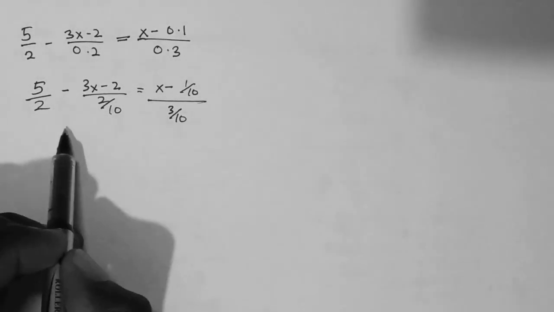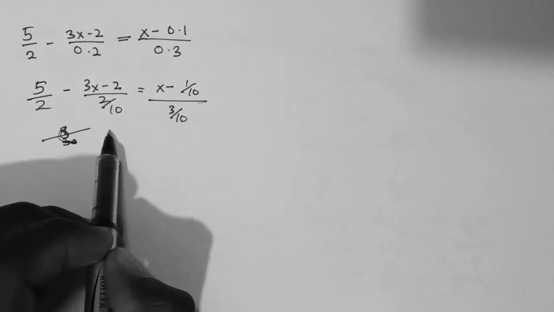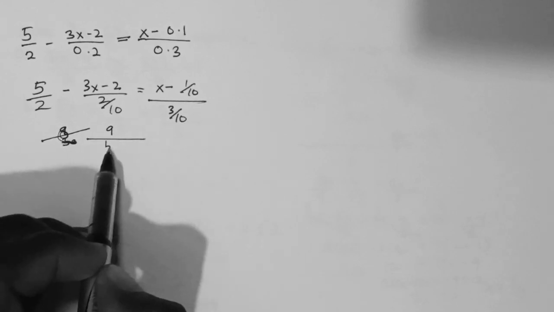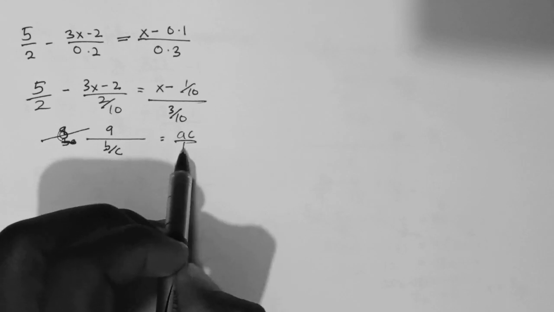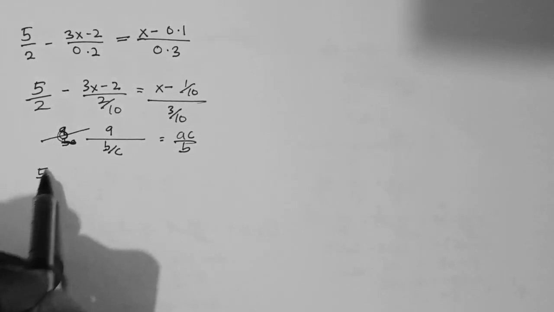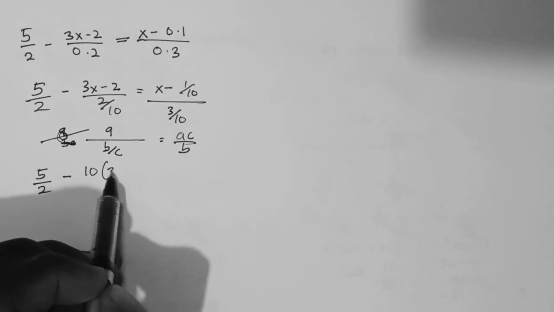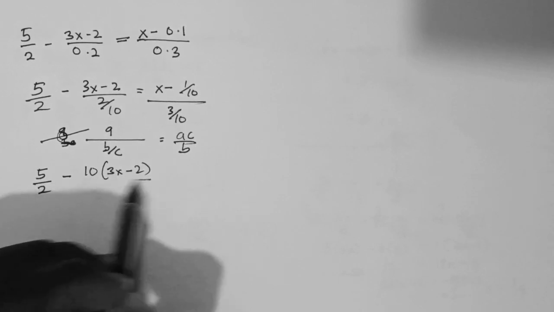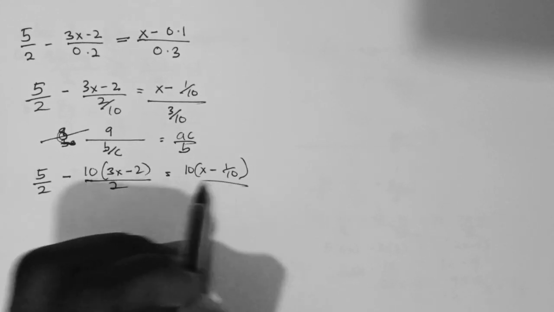Now, if you have a divided by b over c, then it's equal to ac over b. So 5 divided by 2 minus 3x minus 2 divided by 2, here the 10 will go out, so it becomes 10 divided by 3x minus 2 divided by 2 equals 10 times x minus 1 over 10 divided by 3.